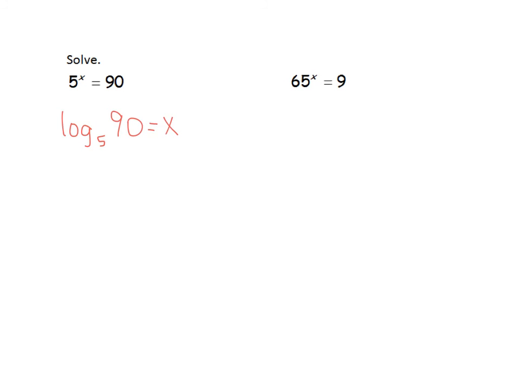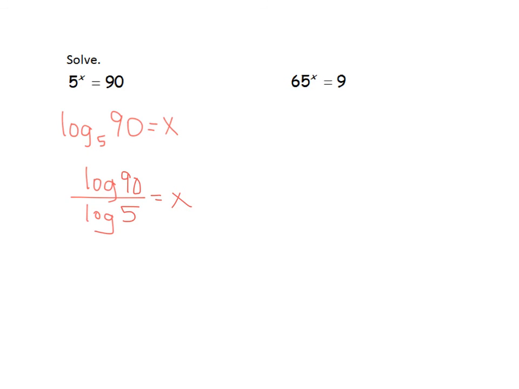Now, if we have log base 5 of 90, we know we need to use the change of base formula. So we're going to write log of something over log of something else. I want you to think for a second of which number goes where, and it's important. They can't just be swapped around. The numerator needs to be log of 90, and the denominator needs to be log of the base, which is 5.